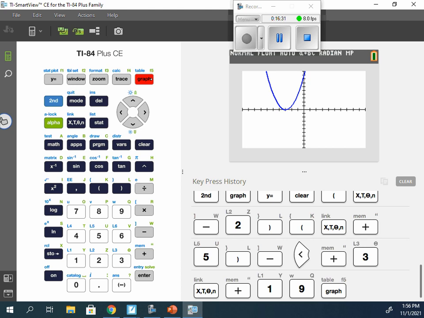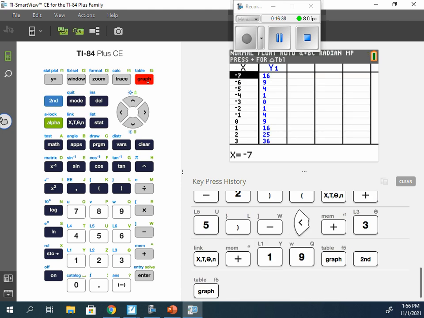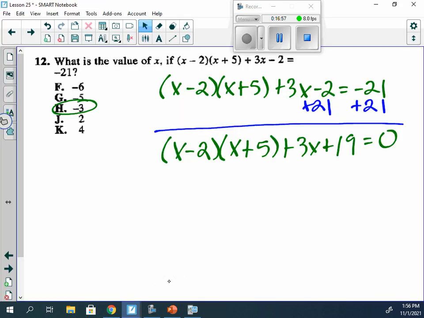Now, there is exactly one place where this function has a y value of 0, and it's over in the negatives. And it would be -3, as we found already by just picking a number and plugging it in. Any questions on this here? -3.